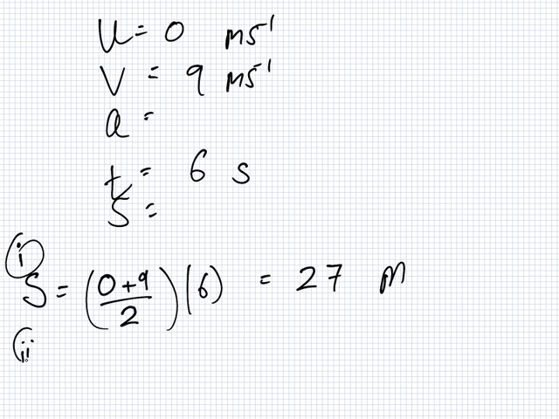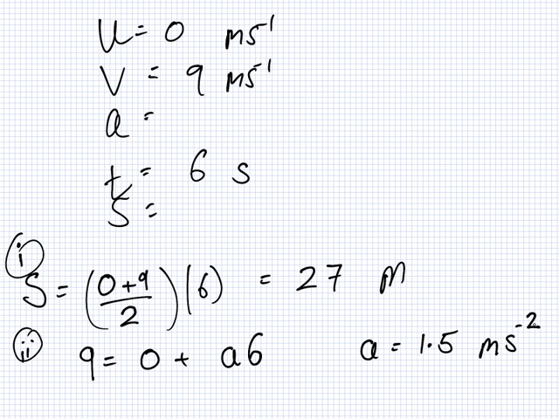Part 2 would be, of course, to get the A. What would be the best way to get the A? What formula could I use? Yeah, I could use the definition, but which formula could I use? Which one is like that? Yeah, I could say V equals U plus AT, which is A times 6. So I'll get here A equals 1.5 meters per second squared when I solve this.